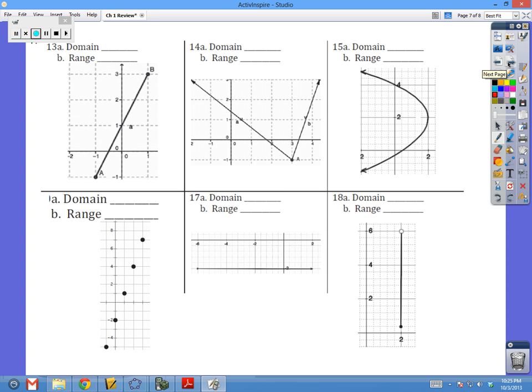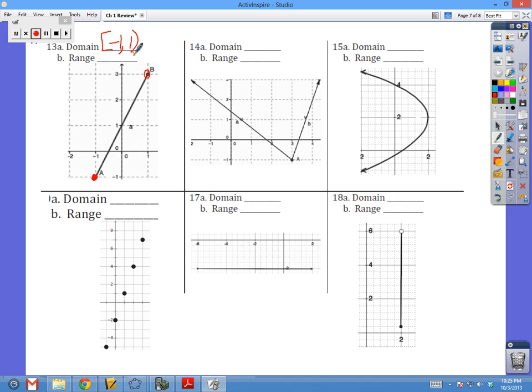Okay, domain and range. I'm just gonna do a couple of these. Let's pretend on 13 this dot is not filled in. A is circled and shaded, B is not. So the domain is side to side. So that means you do include this, but you do not include this. So side to side, the farthest left it goes is -1, including -1. The farthest to the right it goes is 1, but not including 1, so it's a bracket.